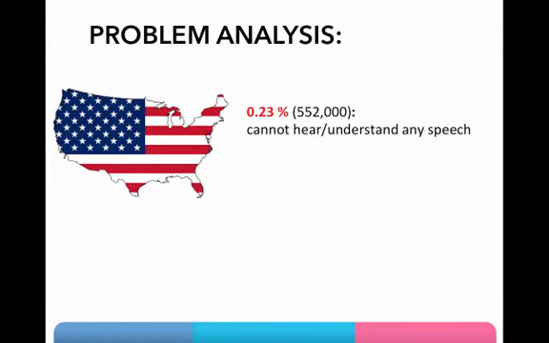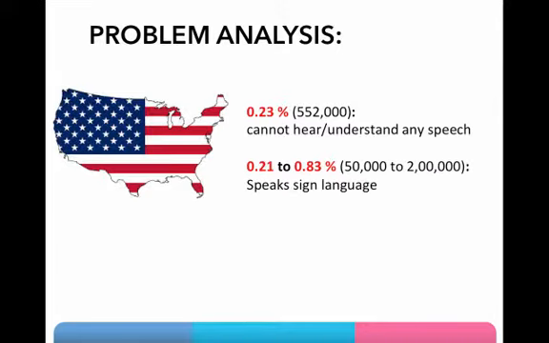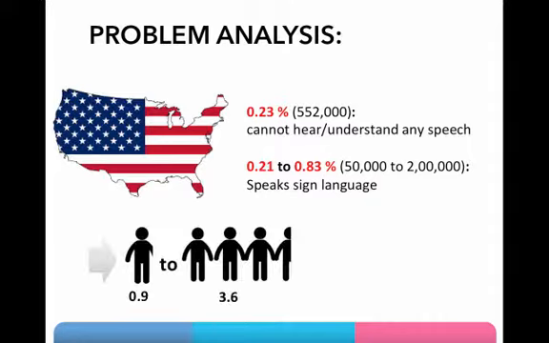In the United States, 0.23% of the population are functionally deaf, which means they cannot hear or understand any speech. Sign language speakers in the US range between 500,000 to 2 million people. In other words, the ratio between the hearing and deaf is only 0.9 or 3.6 to 1. This product will fill a much-needed role in bridging the gap between the deaf and hearing communities.